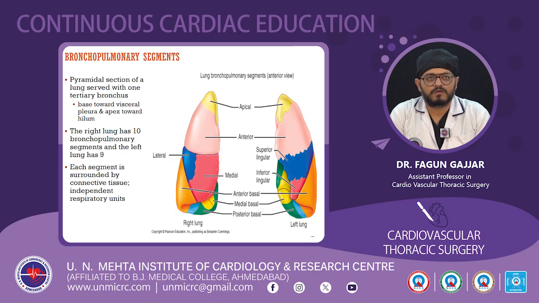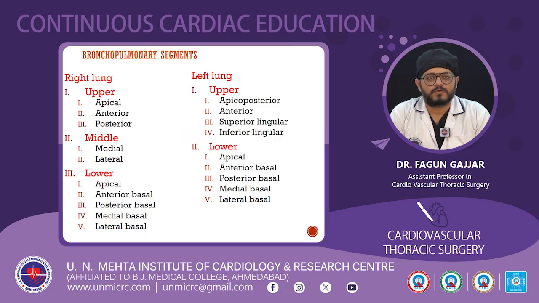Base is toward the visceral pleura and apex towards its hilum. The right lung has 10 bronchopulmonary segments and the left lung has 9. Each segment is surrounded by connective tissue, and they are independent respiratory units.